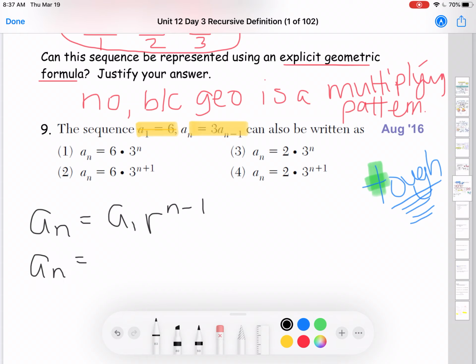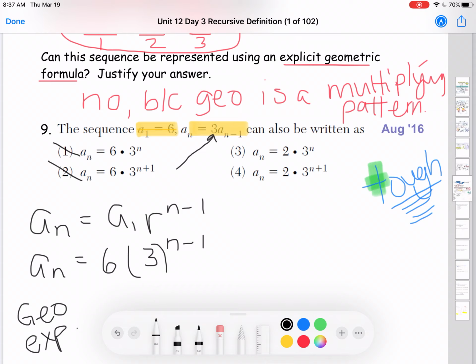So the first term is 6. The common ratio, isn't 3 the common ratio? That's the number we're multiplying by, to the n minus 1. Okay, so this is definitely the geometric explicit formula. So let's see. I think that we're going to get rid of choices 1 and 2 because those clearly are not the same as the one I produced. And now this is where it gets interesting. And to me, this is definitely like an SAT type question.